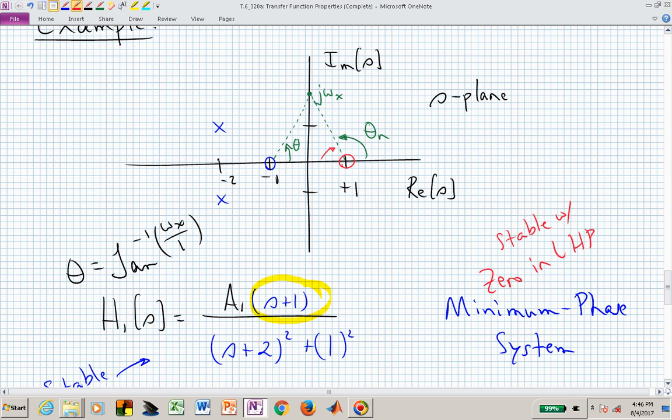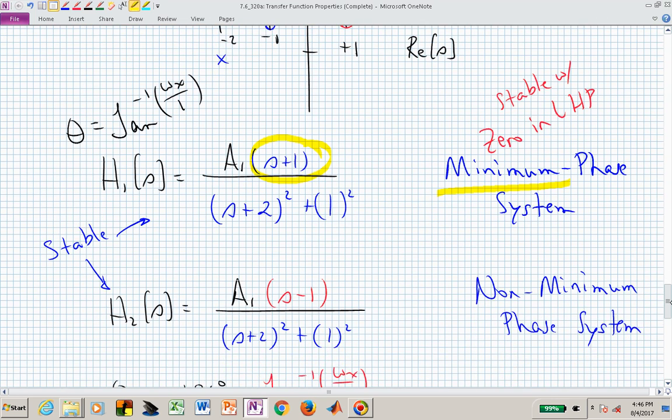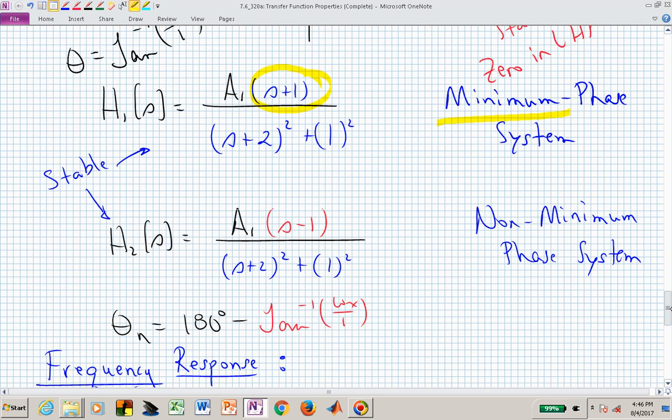The angle due to the zero in the right half plane at plus 1 is bigger than 90. The angle of the zero in the left half plane is less than 90, so the angle due to the zero in the left half plane is minimum phase relative to having the same magnitude response.